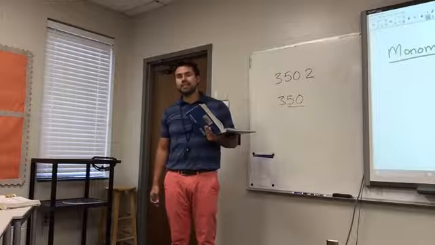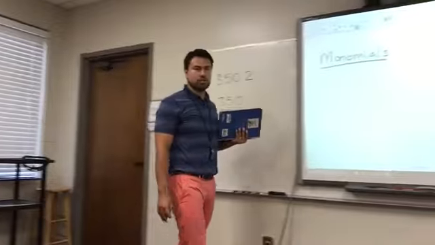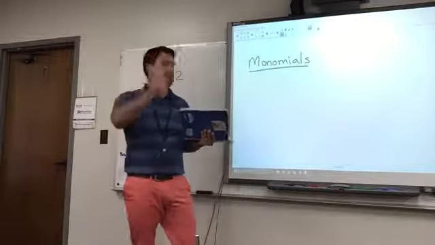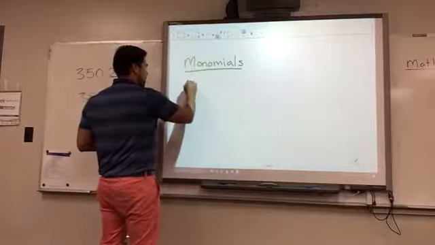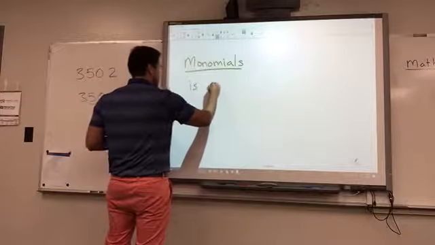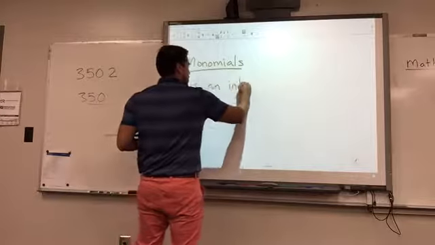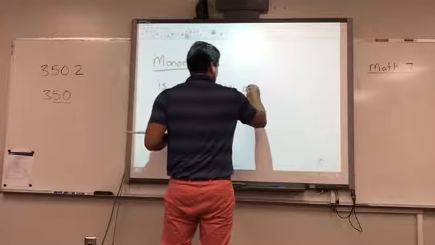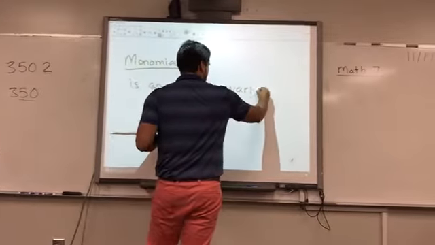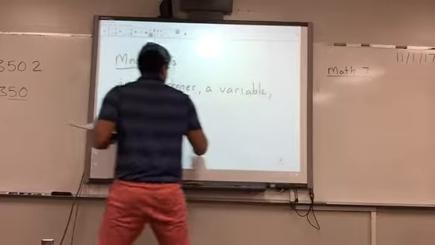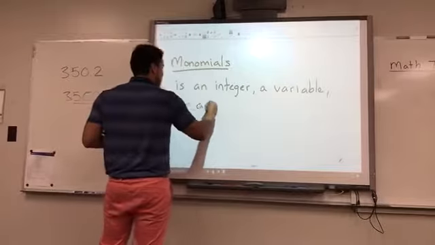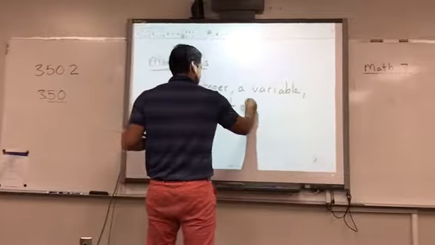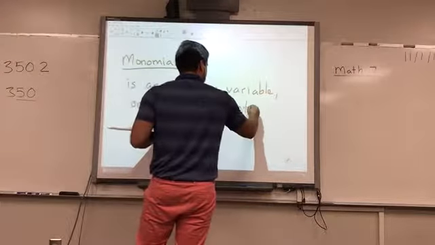Okay, ready, guys? I asked a question before, like, have you heard of the term monomial? And most of us said no. That's okay. Some of us have. Good. But a monomial is an integer. We've heard of that term before, I hope. It is a variable. So we've seen that. Or a product of integers.